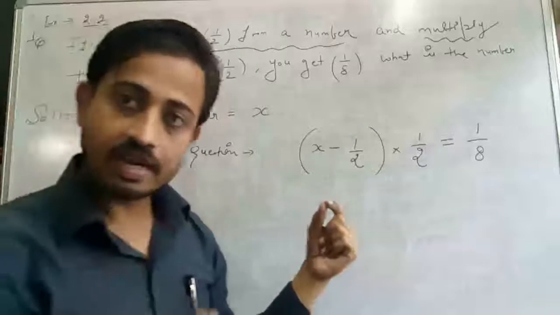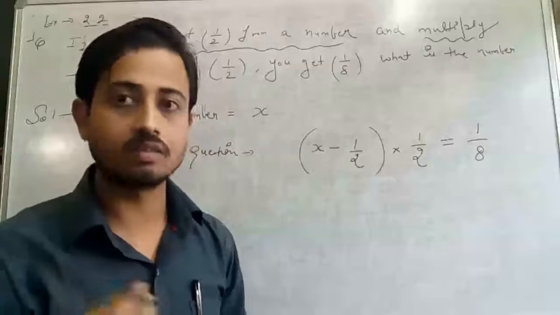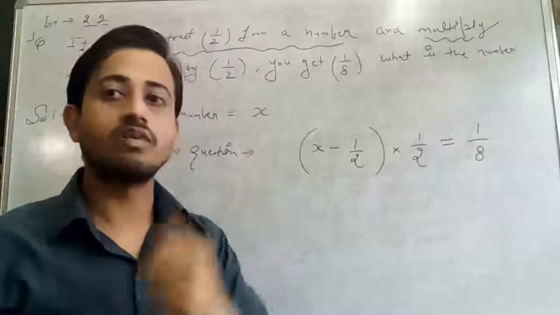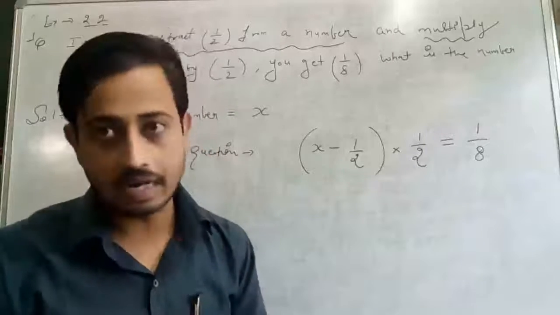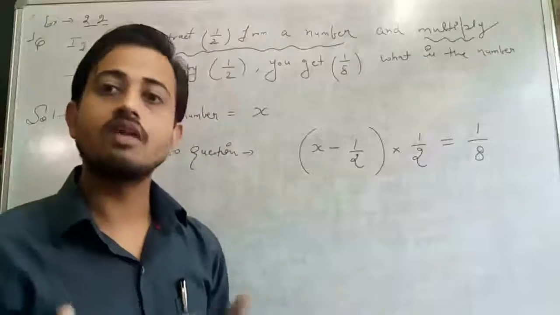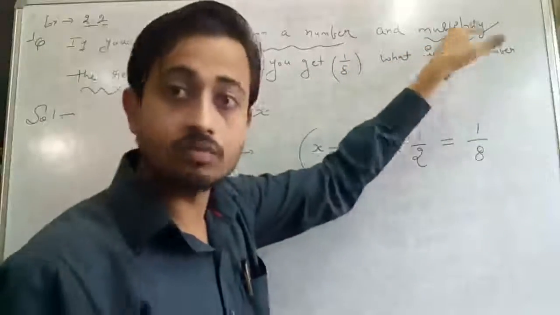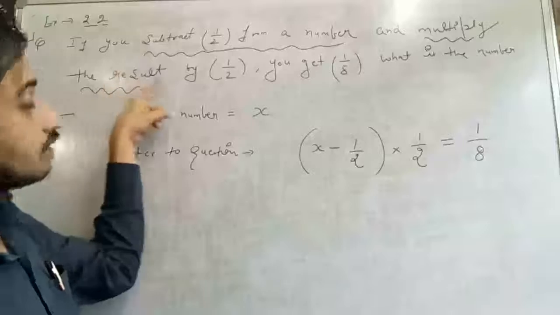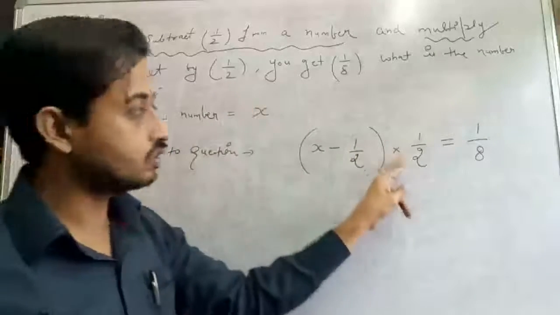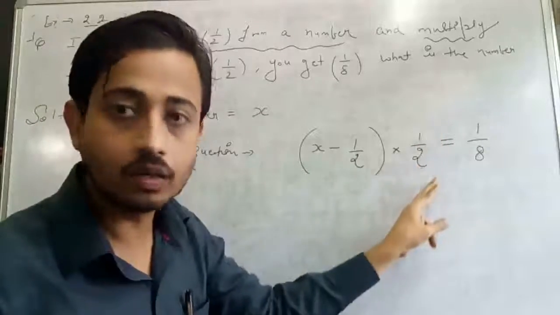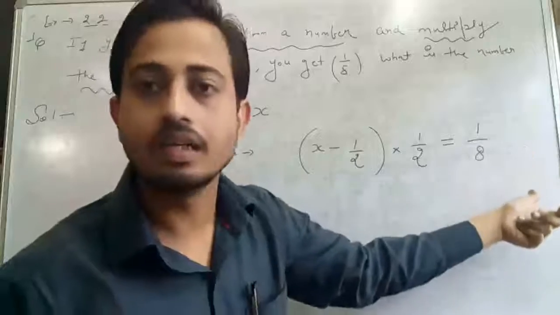If I subtract 1/2 from my number, then naturally we get another number. For example, if I take the number 5 and subtract 1/2, what will we get? 4.5. So 4.5 is our result. Again, multiply means we have to multiply the result by 1/2. So that's why I multiply by 1/2, and we get 1/8.